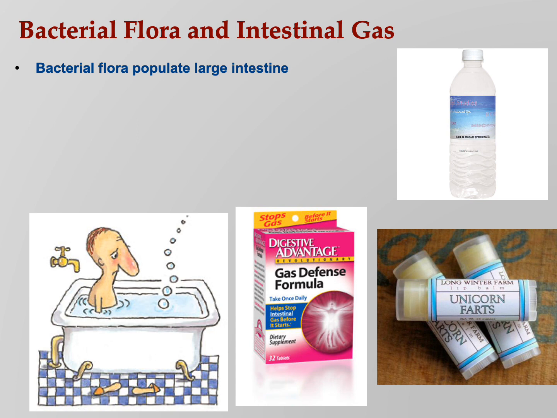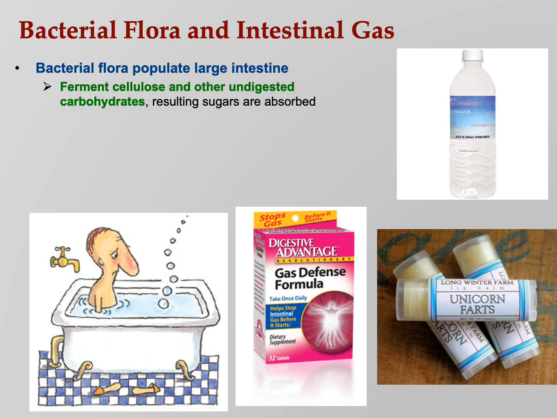That's why sometimes people have C. diff, and they have to wipe out their bacterial flora in the intestine. They use a family member and do a fecal transplant. Most likely you have similar bacterial flora to other members of your family. Bacteria ferment cellulose and other undigested carbs, resulting sugars are absorbed. So you do a little tiny bit of absorption, but when you ferment stuff, it produces gas, and that's where it comes from. Large intestine also does synthesize vitamins B and K, but not a whole lot is going on except to get stuff out.